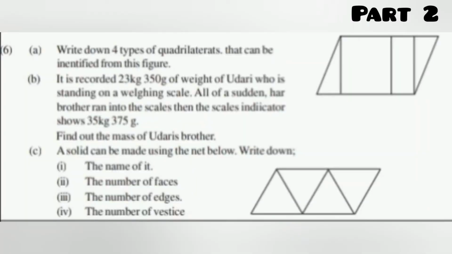Question number 6, A part. Write down 4 types of quadrilaterals that can be identified from this figure. In this figure, we can find squares, then rectangles, trapeziums and parallelograms. So, these are the 4 types.